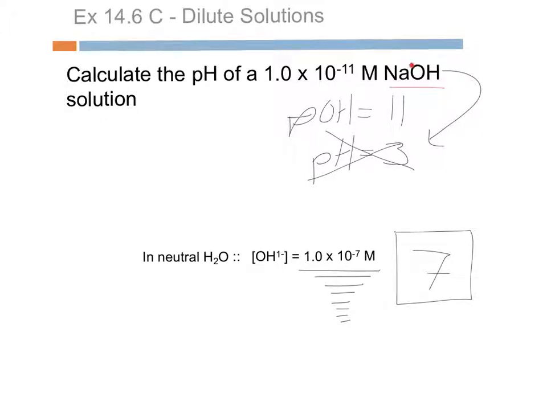Unless you have enough sodium hydroxide to get above this threshold, you cannot change the pH. It's very similar to taking a drop of strong base and putting it in the ocean: you did not change the pH of the ocean because it's too dilute. You need concentration, you need a lot of it to change the pH, and the threshold there is neutral water. Hydroxide is 1 times 10 to the negative 7th.